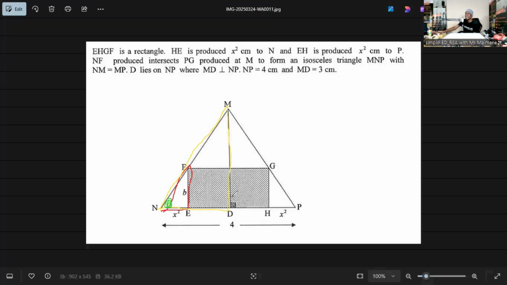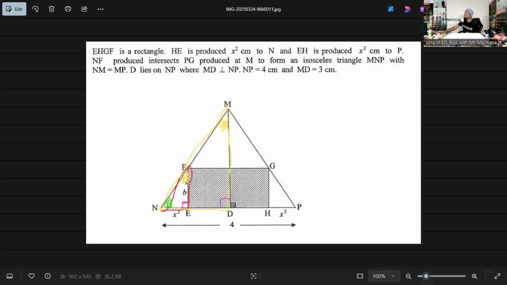And we can see also that angle MDN, this angle here, is 90 degrees because MD is perpendicular to NP. Also, this angle FEN is 90 degrees. So if two angles are equal, by definition the third angle will also be equal, meaning angle NMD is equal to angle NFE, this angle here. So by definition, triangle NEF is similar to triangle NDM.